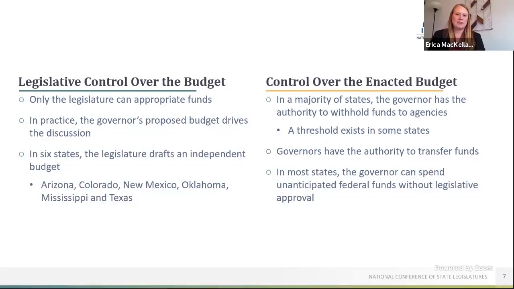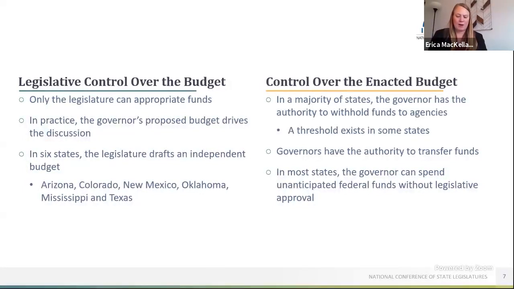There are 6 states, Arizona, Colorado, New Mexico, Oklahoma, Mississippi, and Texas, that actually draft a budget independent of the governor's budget. So those states we tend to think of as having the most control, the legislature having the most control over their budget in the states. But as we mentioned, most legislatures are part-time. So once the legislature has enacted the budget, the governor signs it into law, and the session is over, everybody goes home. Who has control of it then during the interim?